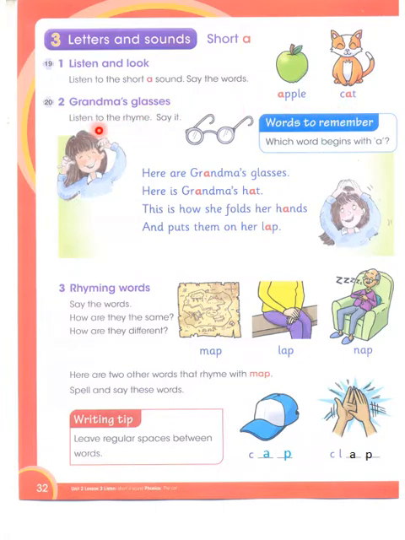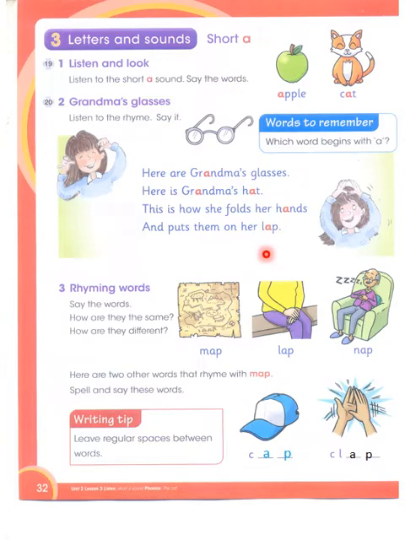Grandma's glasses. Listen to the rhyme. Say it. Here are grandma's glasses. Here is grandma's hat. This is how she folds her hands and puts them on her lap. Here are grandma's glasses. Here is grandma's hat. This is how she folds her hands and puts them on her lap.